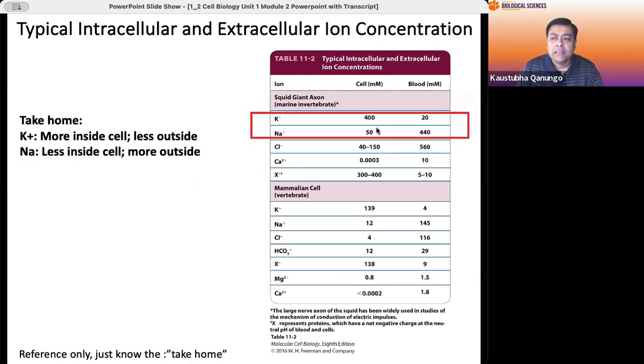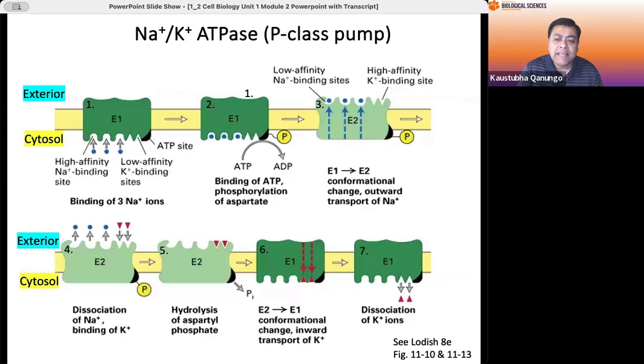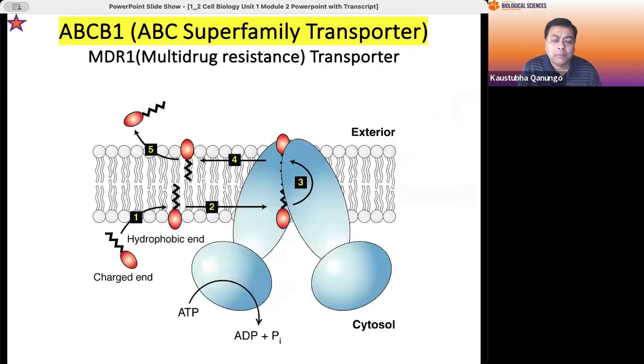Just remember, you do not have to memorize the numbers. But the potassium inside the cell is 400 millimolar, and outside in the blood is 20 millimolar. Inside is more, less outside. For sodium, exactly the opposite. Inside the cell, it's 50 millimolar. Outside in the blood is 440, less inside. And this is a universal rule. And there are these sodium potassium pumps and other channels which actually maintain this equilibrium. So that's very important. Then we are looking at these ABC superfamily of transporters.